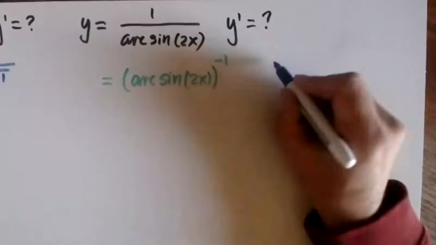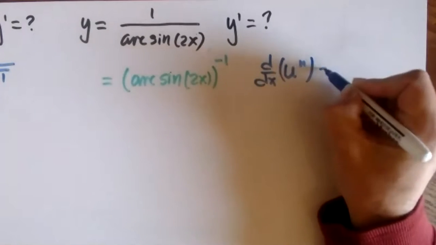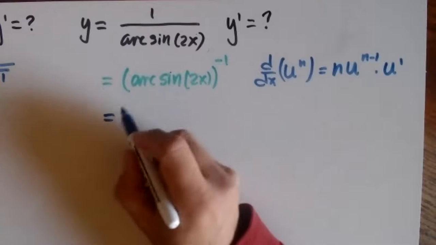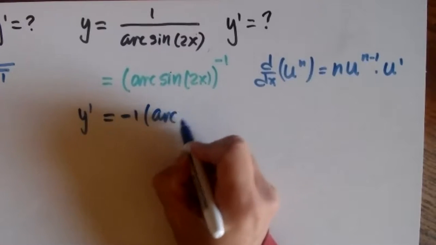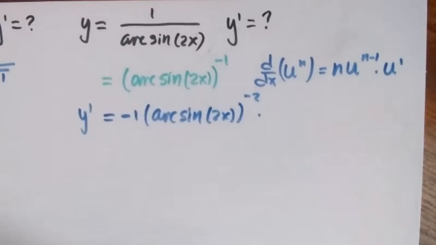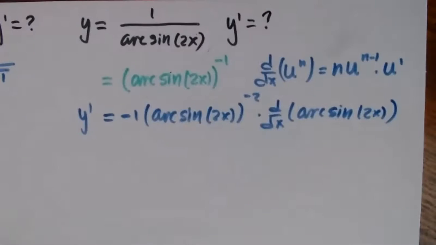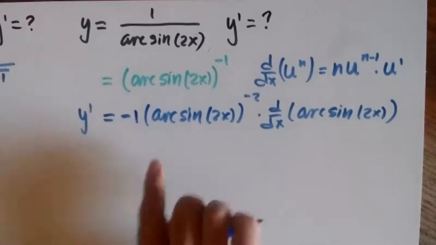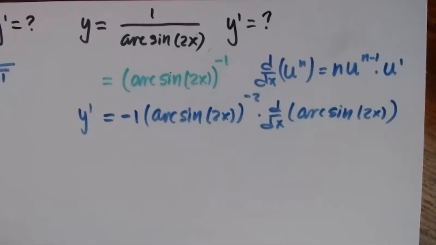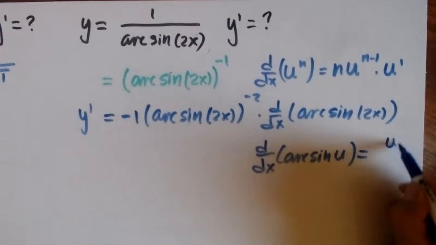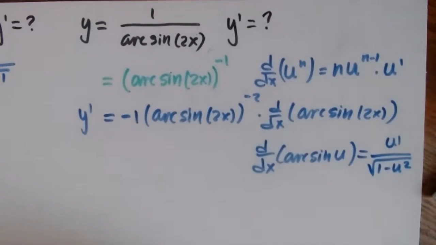Now, I have to remember that the derivative of a power is n times u to the n minus 1 times u prime. So I have to get this derivative, right? So y prime is negative 1 times arc sine 2x to the negative 2 times the derivative with respect to x of the arc sine of 2x, correct? So I'm applying exactly the same formula. You see, nothing new. I'm ready with this portion, correct? Yeah, ready with this portion. So I have to find this one, and I have to remember that the derivative of the arc sine of u, where u is a function of x, is u prime over the square root of 1 minus u squared, correct?